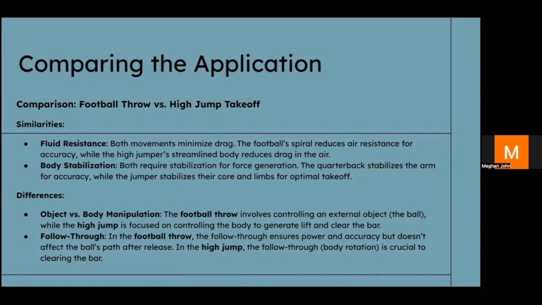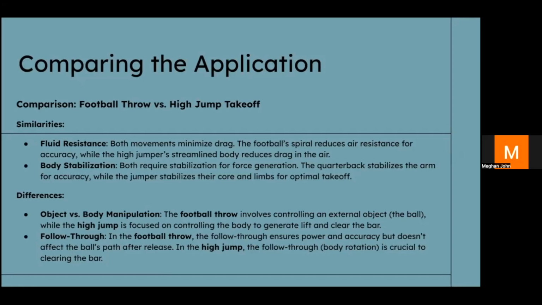For body stabilization and control, both skills require critical moments of body stabilization. In the football throw, the quarterback stabilizes their body and arm at the point of release to ensure an accurate pass. In the high jump, the jumper stabilizes their core, trunk, and limbs to ensure optimal force production and to maintain control during flight.